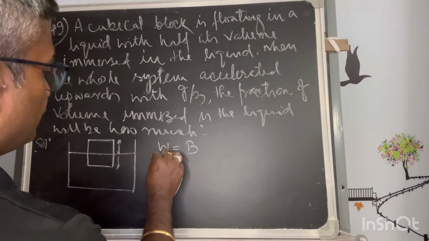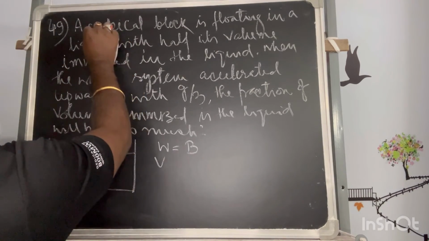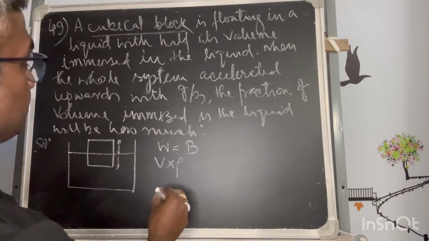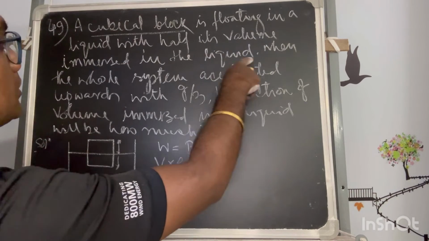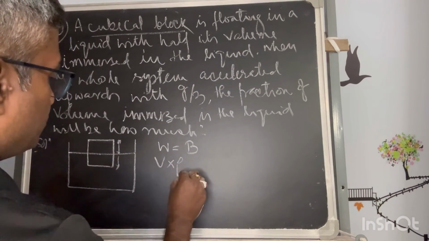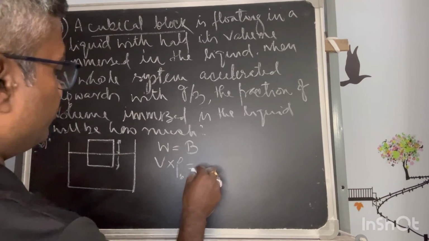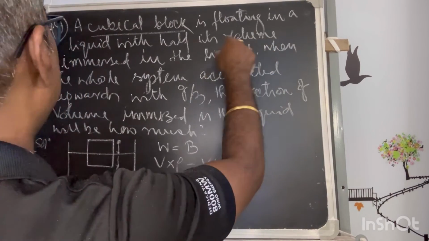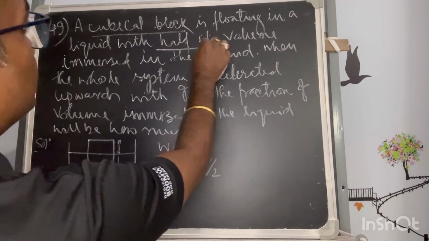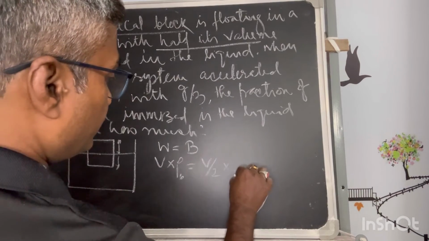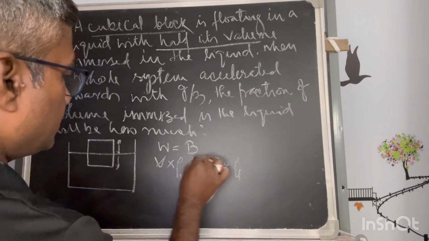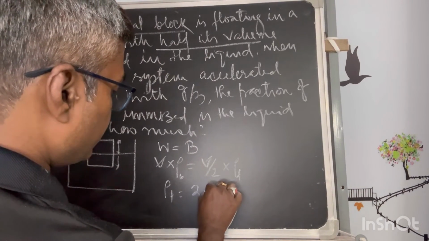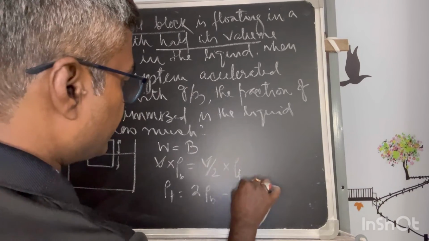So W is equal to the volume of the cubical block into rho into g. Here the block is half immersed in the liquid, so this is the block density, and the submerged volume is V by 2, into the rho of the fluid. So from there we can directly calculate that the rho of the fluid is equal to twice the rho of the block. So this is the first equation.